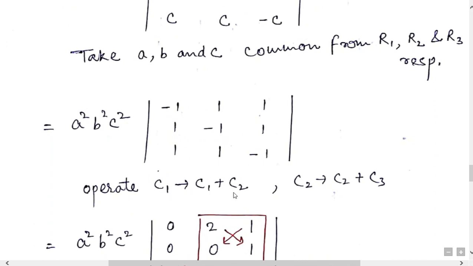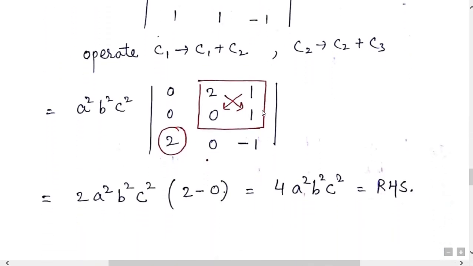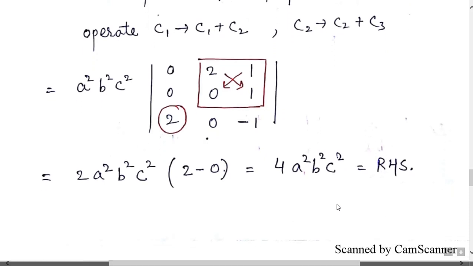Operate C1 = C1 + C2. These two: minus 1 plus 1, 0. 1 minus 1, 0 and 1 plus 1, 2. Then 1 plus 1, 2. This value is 0 and again the last value is 0, and the last column remains as it is. Now operate from the first column, from 2. These numbers can be multiplied. It's 2 minus 0. It means the answer is 4. It means 4 into a square, b square, c square.